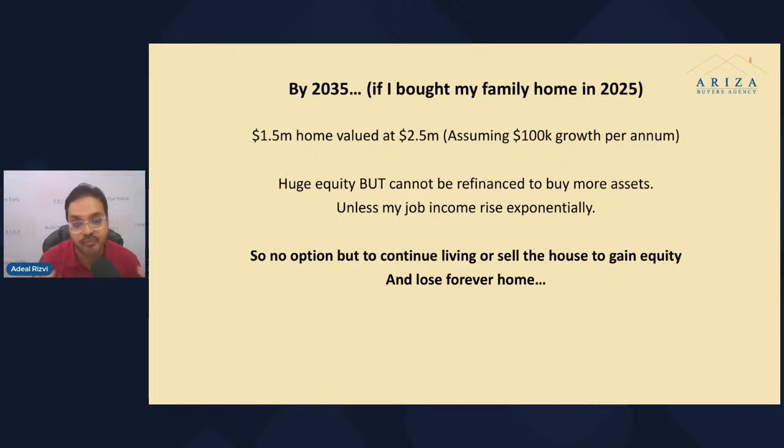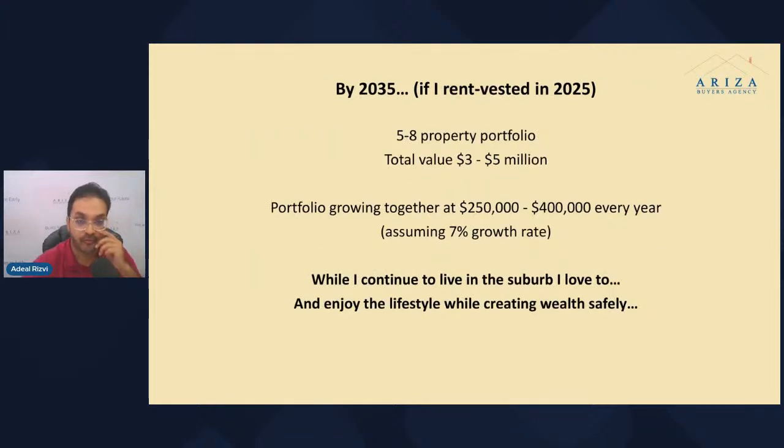Which means your leverage power is limited. And that is where rent vesting helps you solve that leverage problem, because you're buying assets which have high rental income and high growth at the same time. So moving forward, if you rent vested today in 2025, then by 2035 you should easily have 5 to 8 property assets, which should be anywhere between $3 to $5 million.